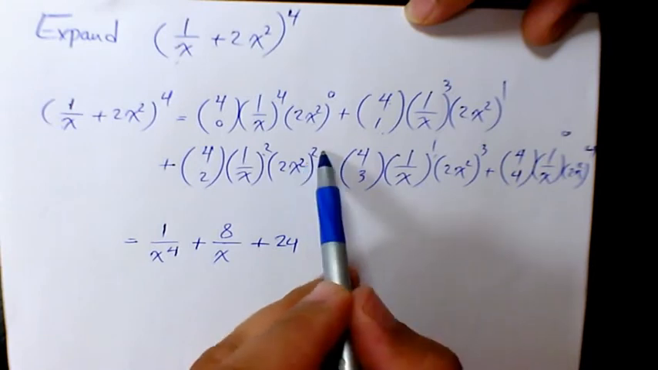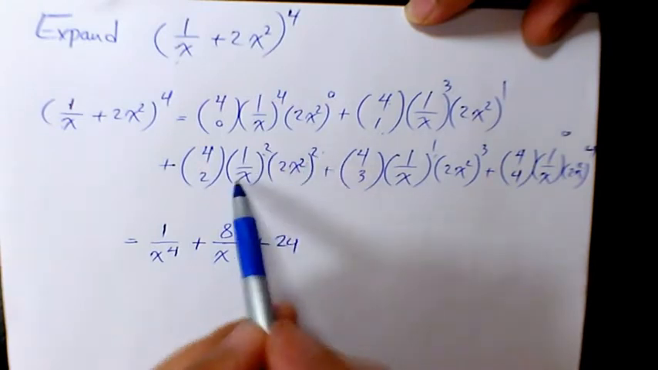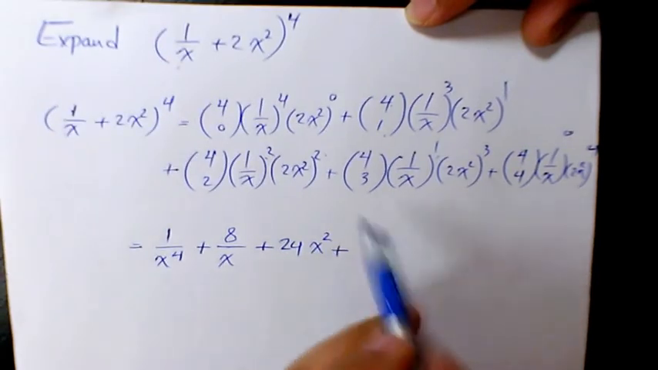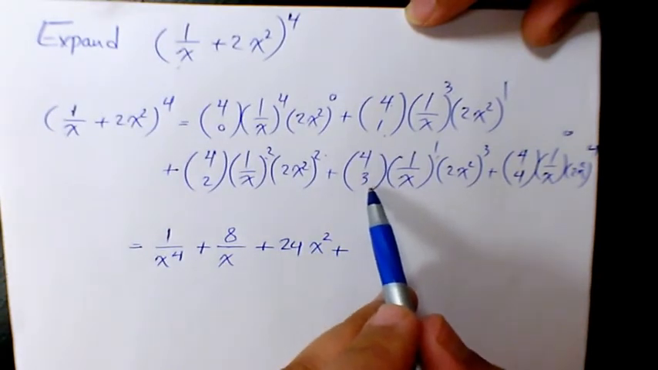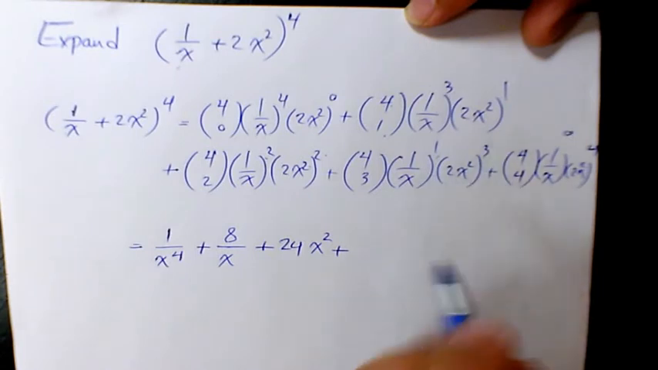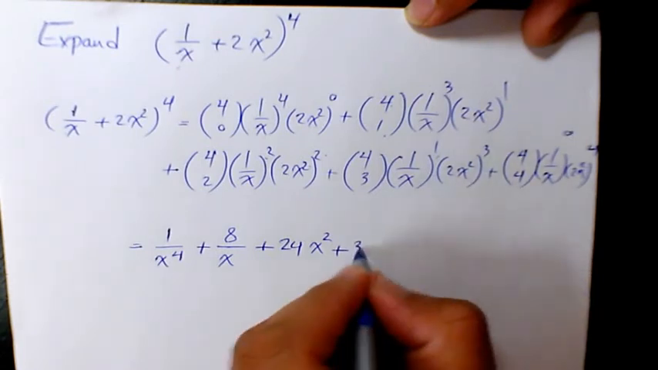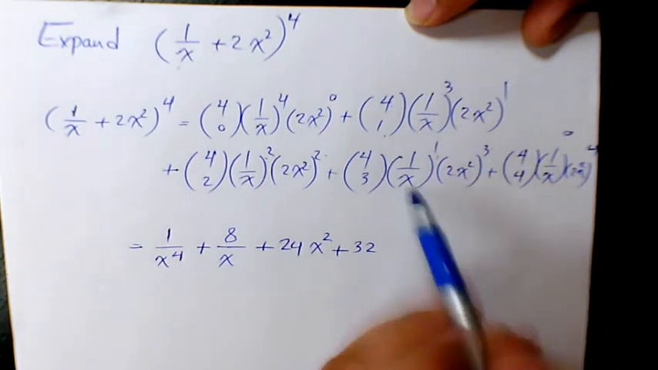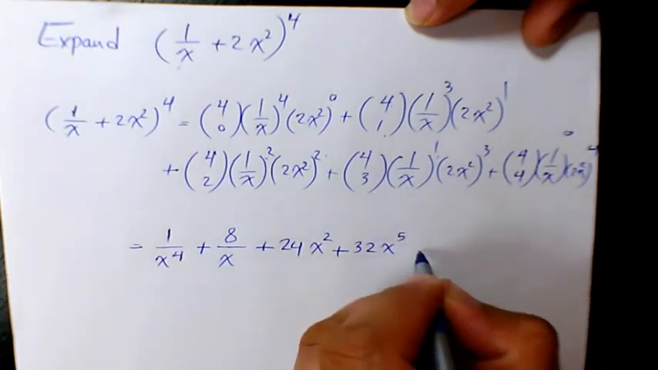x squared to the power of 2 is going to be x to the power of 4 divided by x squared is going to be x squared. 4 choose 3 is going to be 4. 2 to the power of 3 is going to be 8. 4 times 8 is going to be 32. x to the power of 2 to the power of 3 is going to be x to the power of 6 divided by x is going to be x to the power of 5.